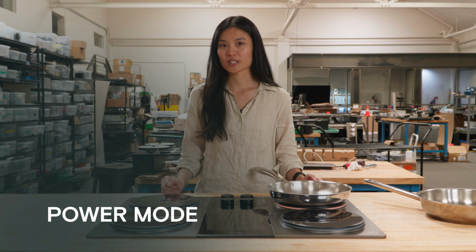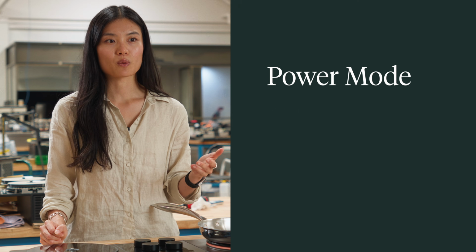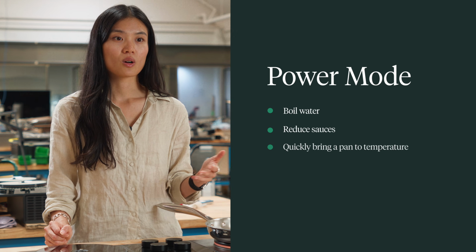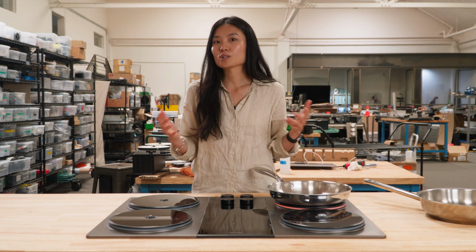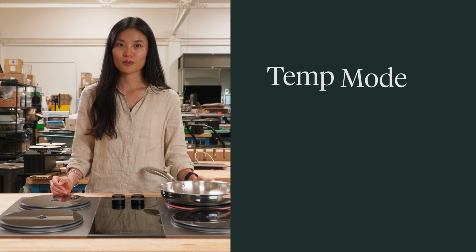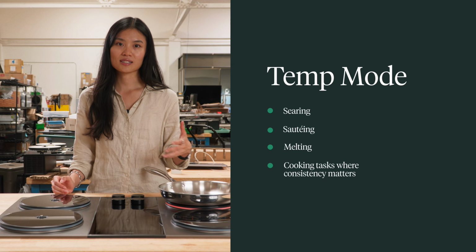Power mode works like a traditional gas or electric stove. You directly control how much power is delivered to the pan, giving you immediate and responsive control over the heat. It's a great choice when you want to boil water, reduce sauces, or quickly bring a pan up to temperature. Temperature mode lets you cook towards a target pan temperature instead. It's like cruise control for your pan. Rather than manually adjusting the heat, the cooktop automatically adjusts power to help maintain your selected pan temperature. It's especially useful for searing, sautéing, melting, and other cooking tasks where consistency matters.